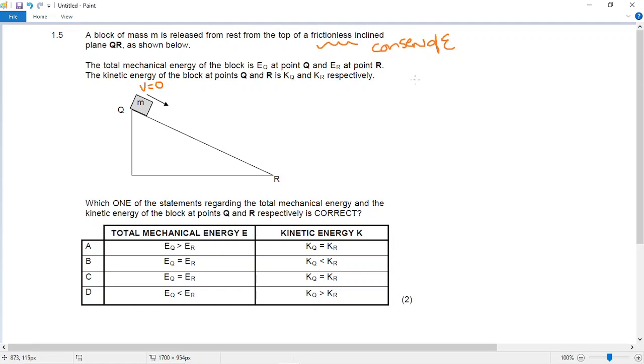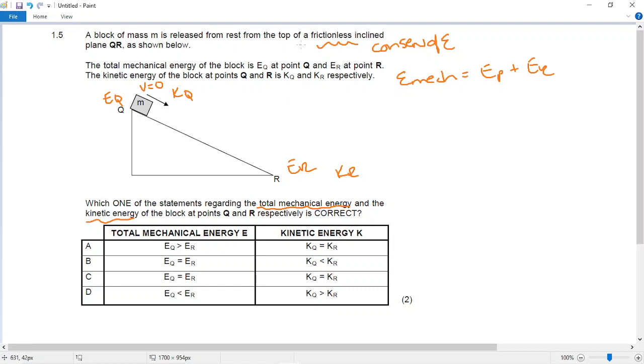The total mechanical energy, remember that the mechanical energy is the sum of the potential energy and the kinetic energy. It says the total mechanical energy of the block at point Q is EQ and at point R is ER. The kinetic energy of the block is KQ and KR. Before we look at our options, we want to know which one of the statements regarding the total mechanical energy and the kinetic energy of the blocks is correct? Let's try and figure it out before we look.